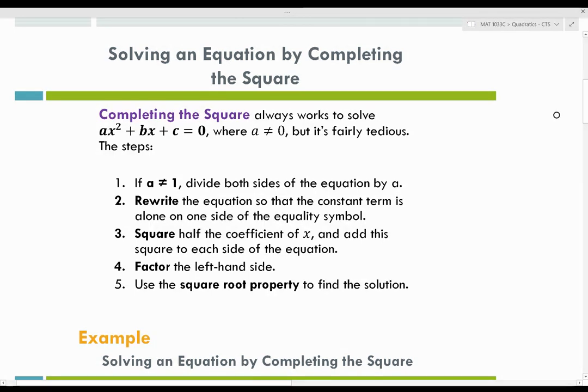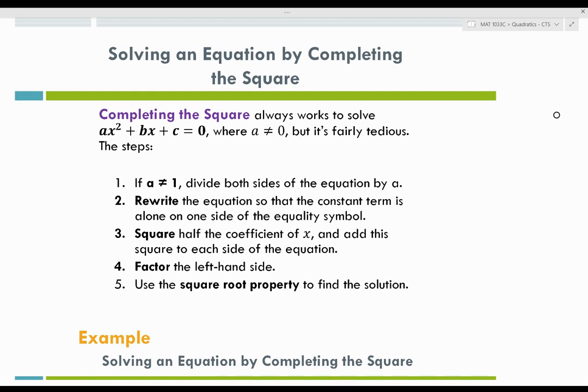Previously we talked about factoring. We also talked about the square root method. Even though those methods are super convenient, they don't always work. So this is the first method that we're going to learn that will work with no matter what quadratic equation you have. The only downside of this method is that sometimes it can be fairly tedious, but on the plus side, like I said, it always works.